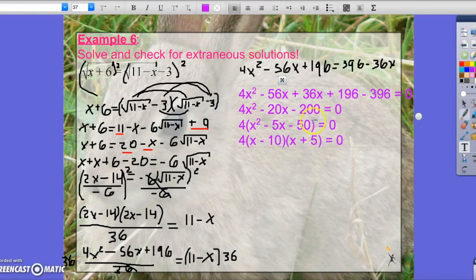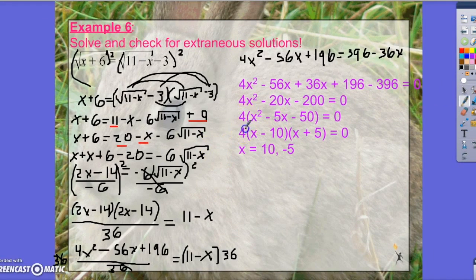Ten times 5 is 50. Signs are different, right? Negative 10 plus 5 is negative 5. We know when we solve, we're going to get 10, negative 5. And we know, too, that the 4 goes away because 0 divided by 4 is just 0. So these are my solutions.